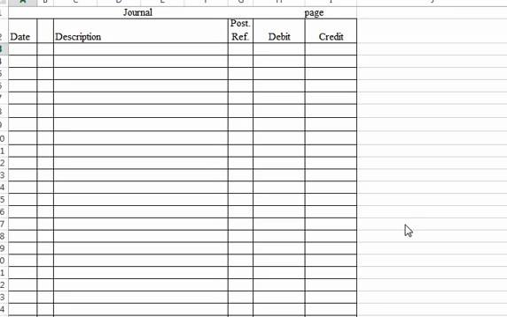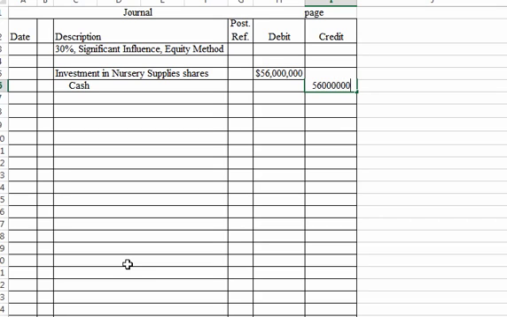Okay, so we'll start with the purchase. So I went ahead and wrote in at the top 30% ownership. That would mean significant influence. So we're going to use the equity method here. So we're going to debit our asset account, investment in Nursery Supply shares, for the purchase price, $56 million. And we're going to credit the asset cash for $56 million. Right, that's for the purchase itself.